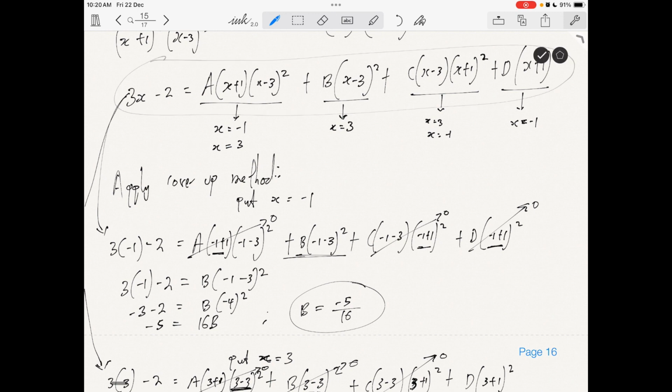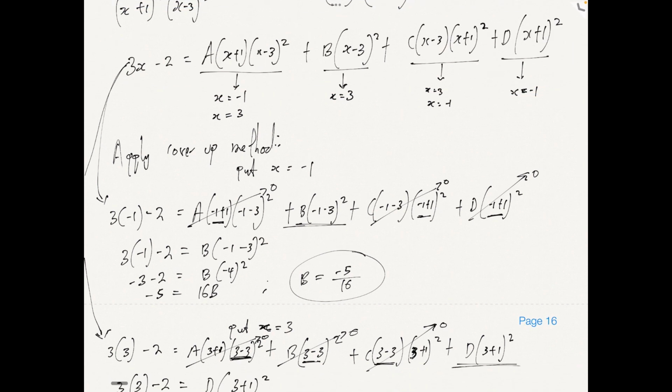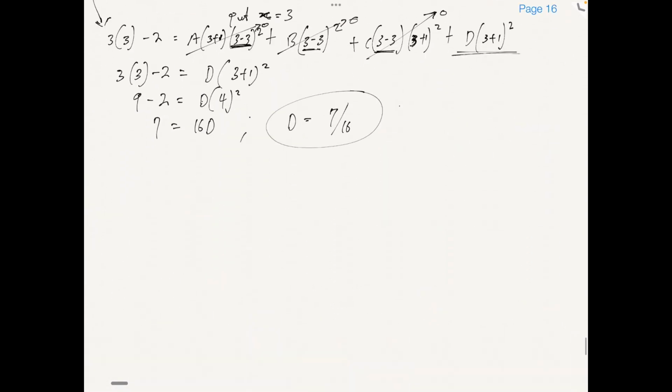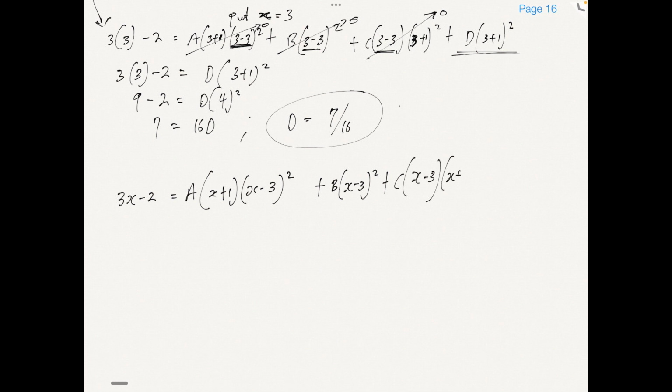Okay, let's rewrite what we have here. So that means we'll have 3x minus 2 is equal to a into x plus 1 times x minus 3 squared, plus b into x minus 3 squared, plus c into x minus 3 and x plus 1 squared, plus d into x plus 1 squared. Now let's open the brackets.